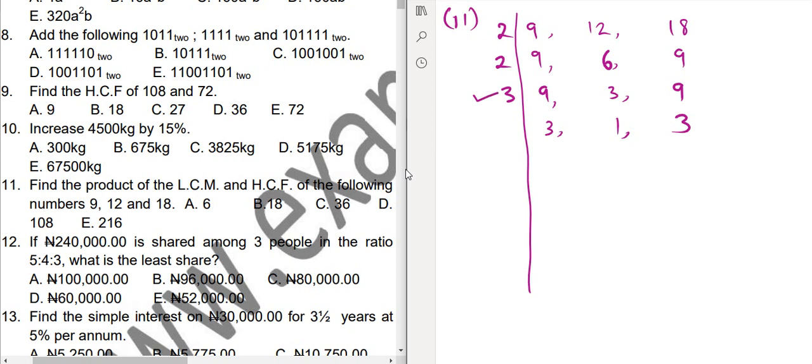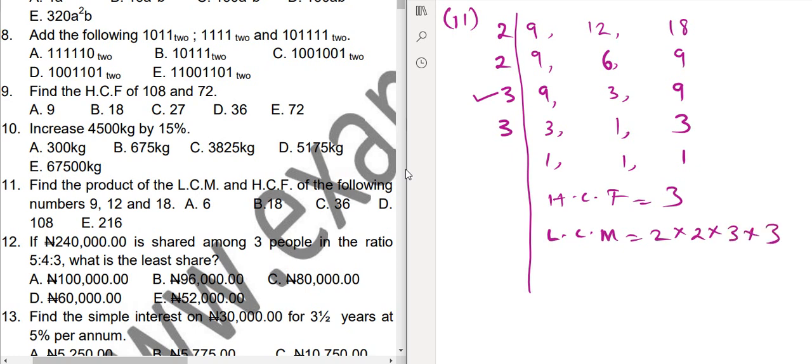So this is one of the HCFs. 3 can go. 3 into 3 is 1, into 1, 1, into 3, 1. Okay. So it means our HCF is 3, but our LCM equals 12. 2 times 2 times 2, 4 times 9, 36. So our LCM is 36.